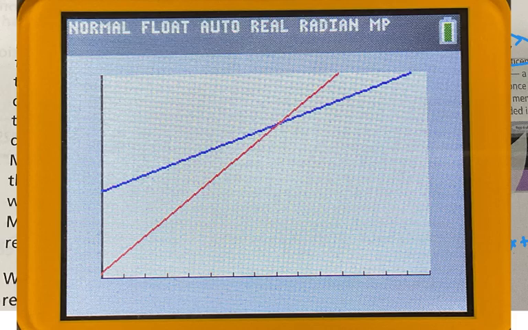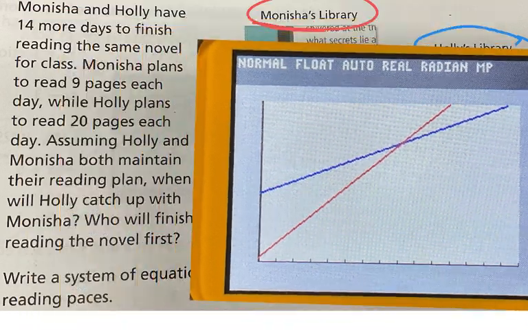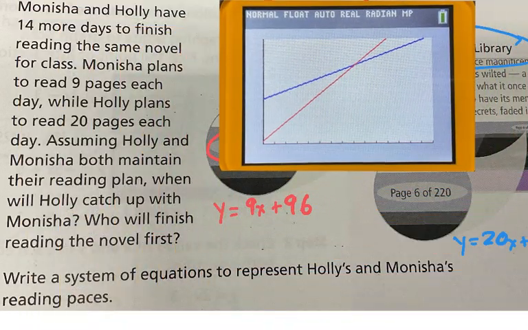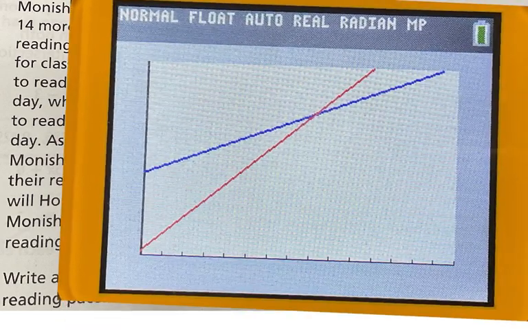Here's what my graph looks like, so everybody can see it. Is everybody good? So the first question was, when will Holly catch up with Monisha? So where's that represented? Where did Holly catch Monisha? Remember, the Y's represent the number of pages that are read.